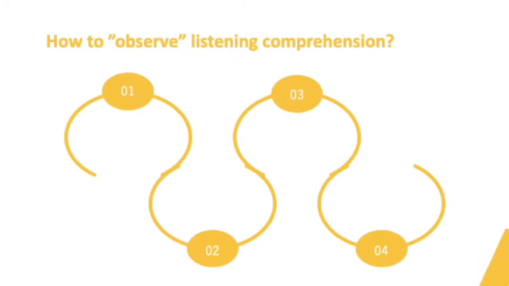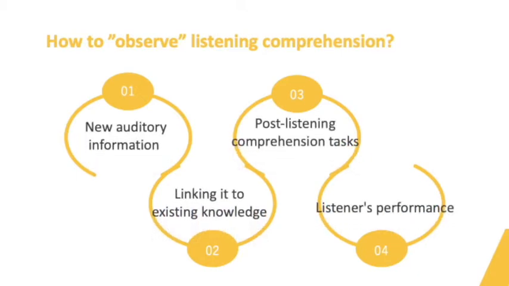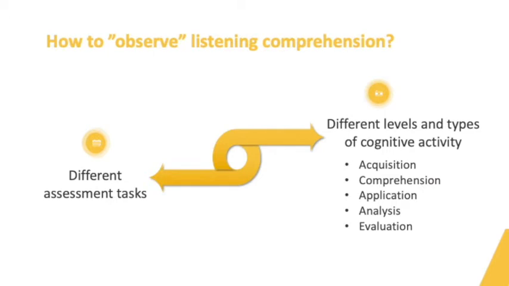Since we've mentioned that listening comprehension is invisible and can only be felt by the listener themselves, how do we observe or measure it? Let's see what the researchers do. First, the new auditory information comes to the listener, and they link it to their existing knowledge. After that, they need to finish some tasks, and their performance can reflect whether they understand what they've heard or not. So, different assessment tasks can measure or reflect different levels and types of cognitive activity, like acquisition, comprehension, application, and so on.